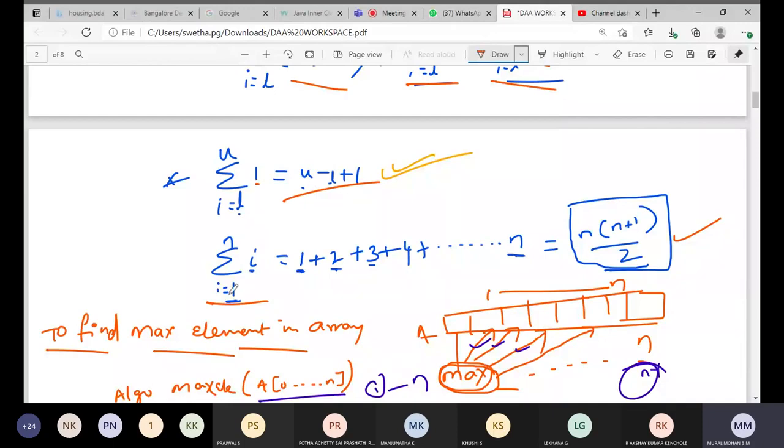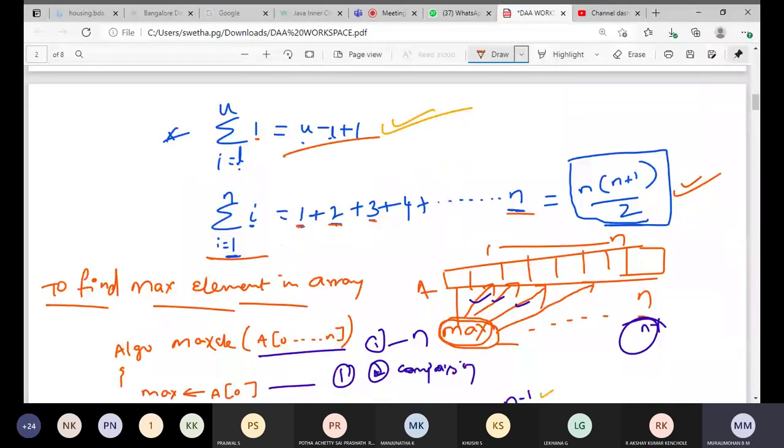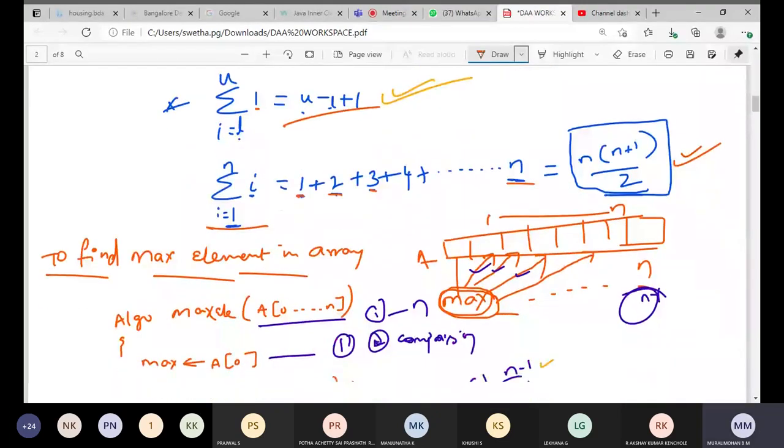Similarly, if you have summation i equals 1 to n of i, we substitute the values for i. When i equals 1 it is 1, when i equals 2 it is 2, when i equals 3 it is 3, and so on up to n. When we simplify 1 plus 2 plus up to n, we get n times n plus 1 by 2. We have seen the proof of this in the previous class. And next we discussed one example and tried to find its time complexity, right?